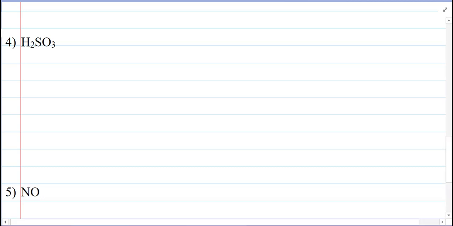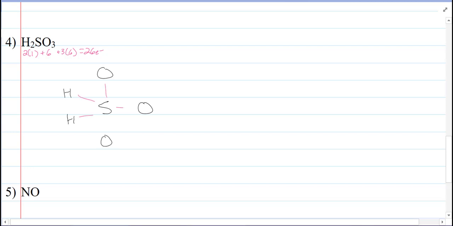We have 2 times 1 electron plus 6 plus 3 times 6. So that's 26 electrons. How is this laid out? Well, S is probably in the middle. O, O, O, H, H maybe?